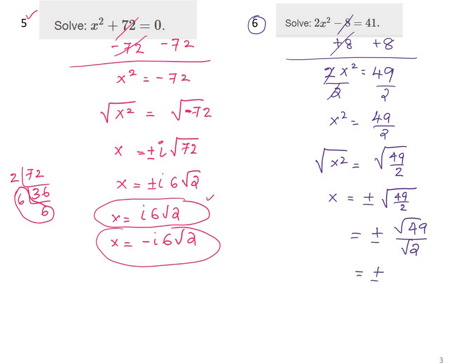So plus or minus 7. And we don't know the exact square root of 2, so we can keep it as it is. So that is the solution. So x is equal to plus or minus 7 over root 2. Okay, got it?